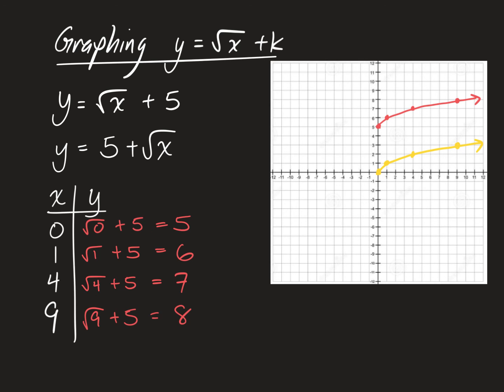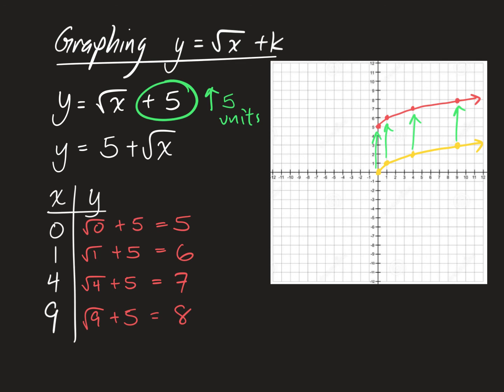Now you can see, again, that this parent function from the previous slide changed. This is the graph of what we have here. But it looks like everything got shifted up 5 units. So let me go ahead and draw some arrows. It got shifted up 5 units. And that is exactly what happens when we start adding a constant term. The graph goes up 5 units.